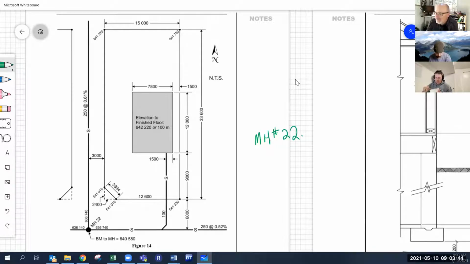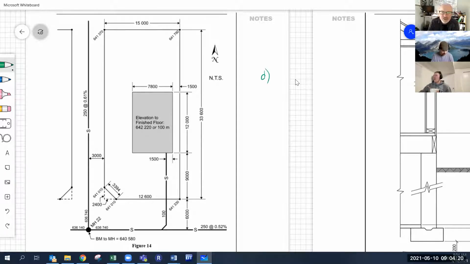Now, again, the benchmark is the actual elevation of the benchmark, which is C, the next question, which is 640580. There's the actual. Okay. So some of these questions you really got to narrow down to what actually they're asking for. So we are on question A, B, C, D.